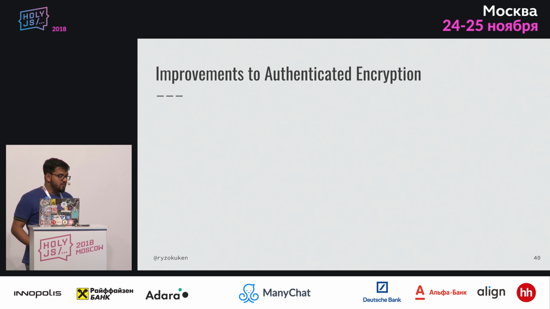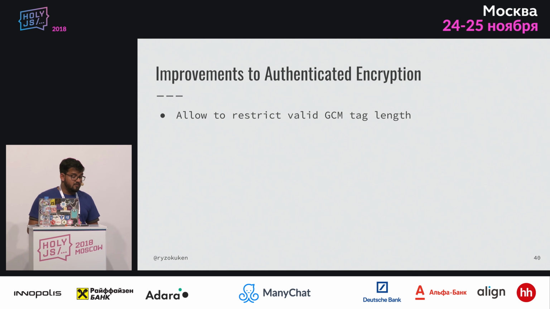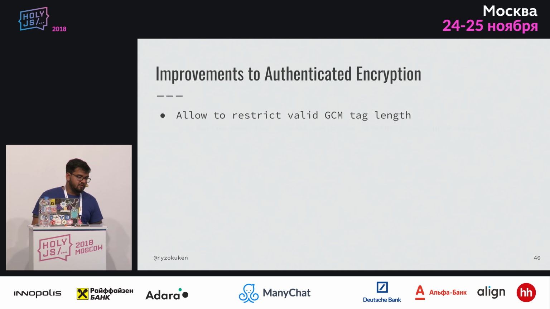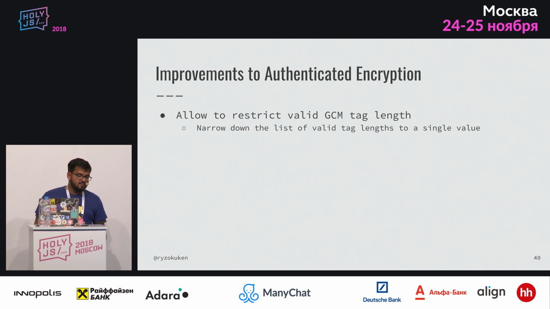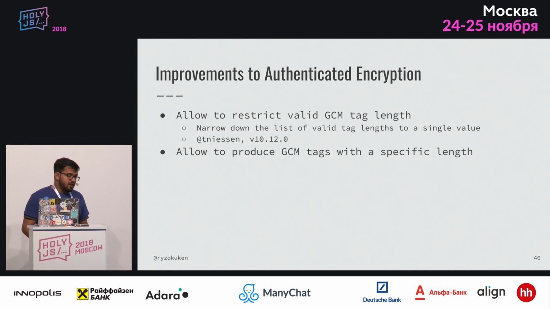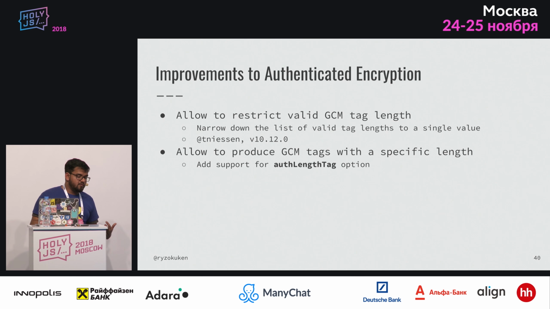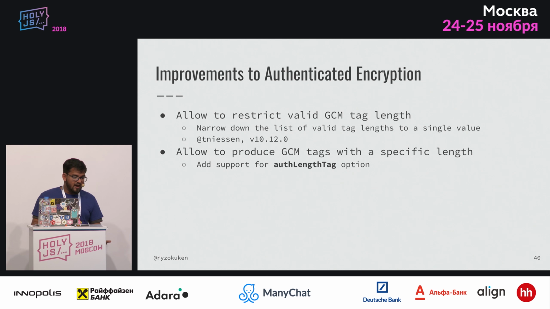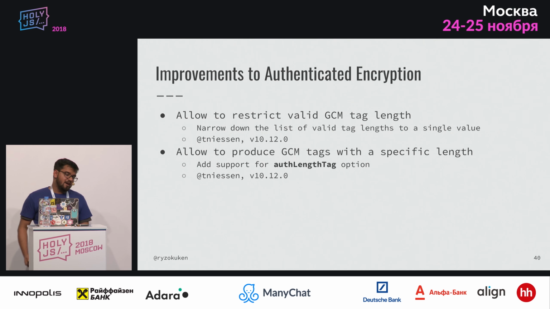We also did a couple of improvements to this. So we allowed you to restrict valid GCM tag length, which is a nice thing to do. It's very highly recommended. And we could discuss all of this in the discussion area if you're more interested. It narrows down the list of valid tag lengths to a single value, which was added by Tobias in 10.12. And it also allows you to produce GCM tags with a specific length. These two go hand in hand. And it adds support for the authTagLength option, which you could specify. And it would lock down the valid authentication tags to a certain length. It was also added by Tobias in 10.2. Tobias had a lot of stuff. Thank you, Tobias.